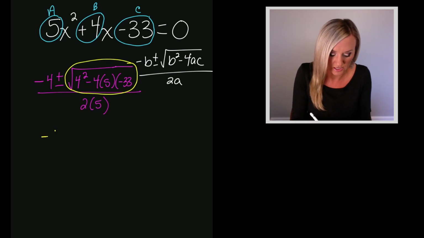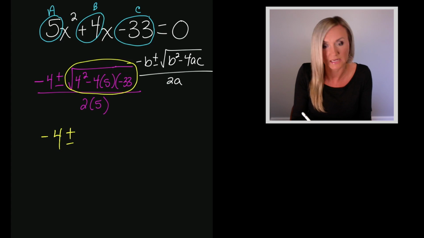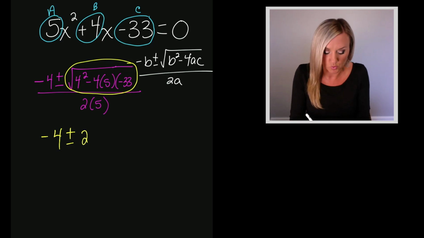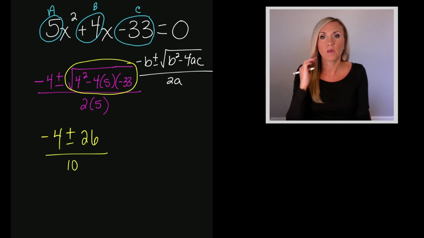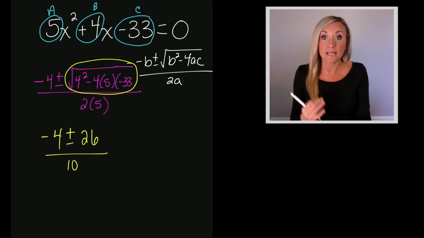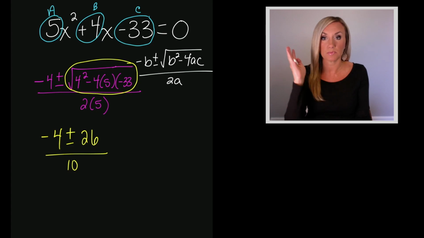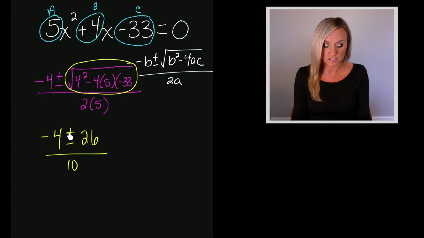Okay, so then you're going to get -4 plus or minus 26, all over 5 times 2, which is 10. And from that step next, I like to break it up into 2 equations right away. The 2 equations is because you have a plus and a minus. So it's going to be -4 plus 26, and then it will be -4 minus 26. And don't forget, they're both over 10. So let me show you what I mean on how I write that.